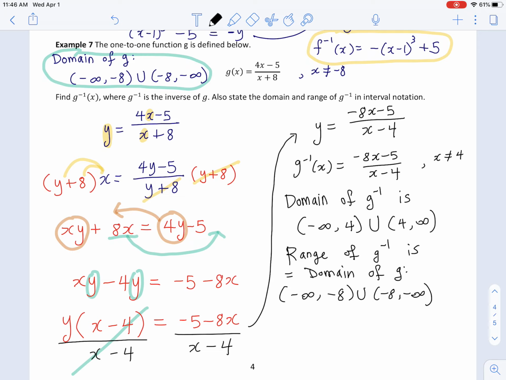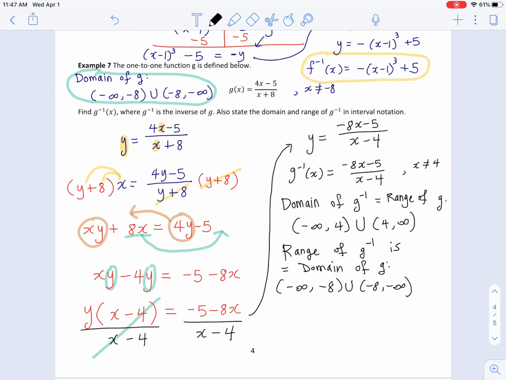I don't think they asked for the range of the original function, but what you can say is that the domain of G inverse is the same thing as the range of the original function. And we'll talk about this more and more.